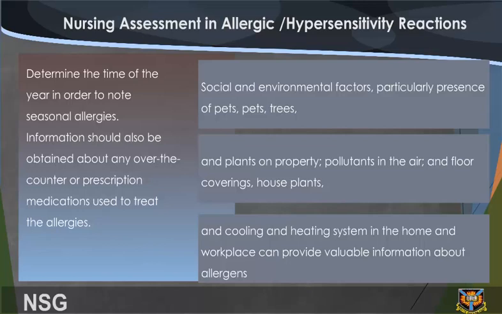Determine the time of the year in order to note seasonal allergies. Information should also be obtained about any over-the-counter or prescription medications used to treat the allergies. Social and environmental factors, particularly presence of pets, trees, and plants on property, pollutants in the air and floor coverings, house plants, and cooling and heating system in the home and workplace can provide valuable information about allergens.